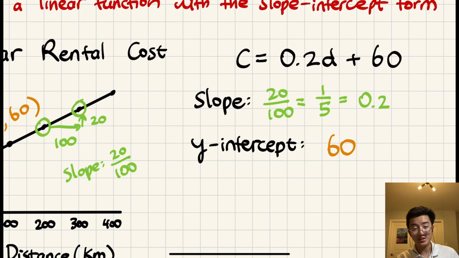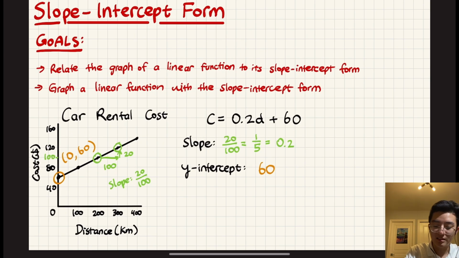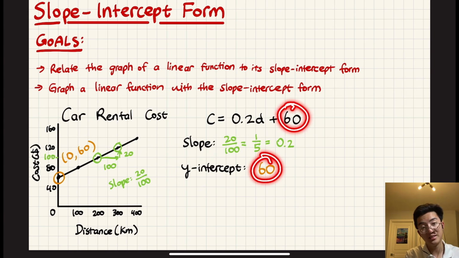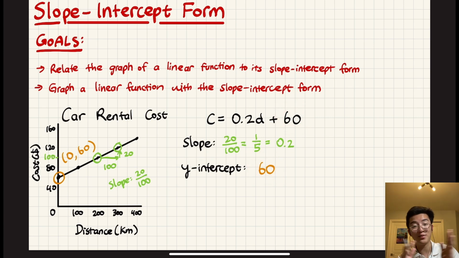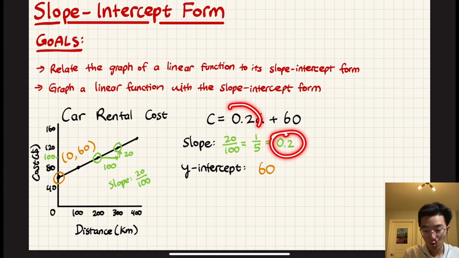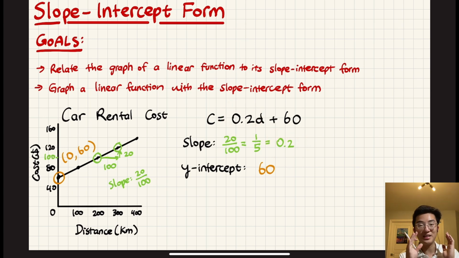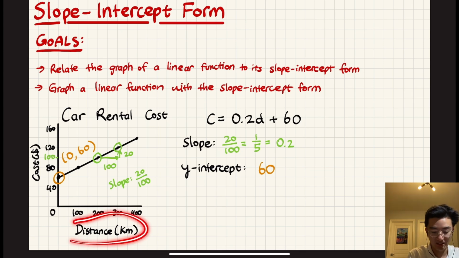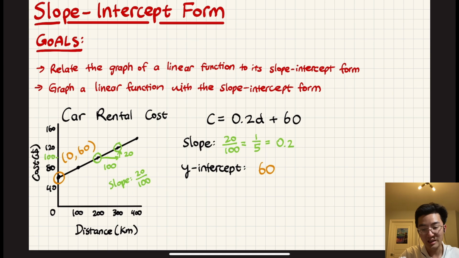And we notice something interesting here. Given this equation right here, our y-intercept of 60 is just whatever this number is, whatever the constant number is after our x. And our slope, 0.2, is just whatever this number is right here, the number that's associated with the variable, in this case the distance. So this is actually a rule that will always work.